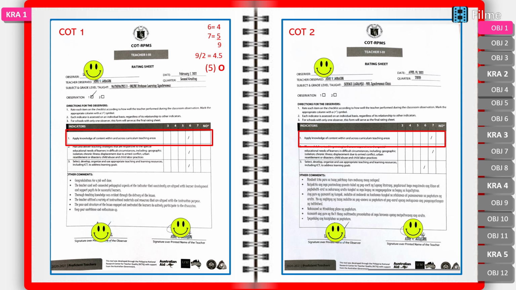I-check na lamang po natin ang ating manual o di kaya sa memo na ibinaba sa atin upang may guide tayo sa pagkuha ng ating equivalent rating. Okay?